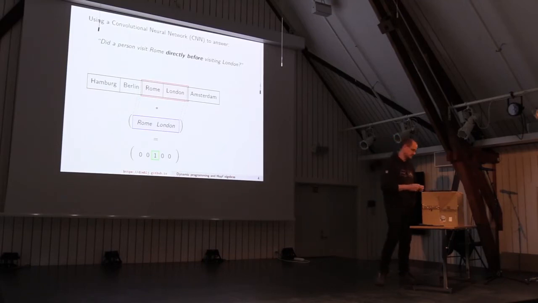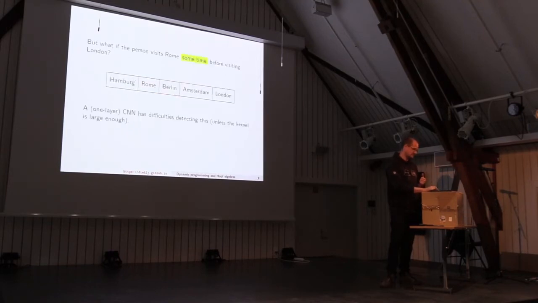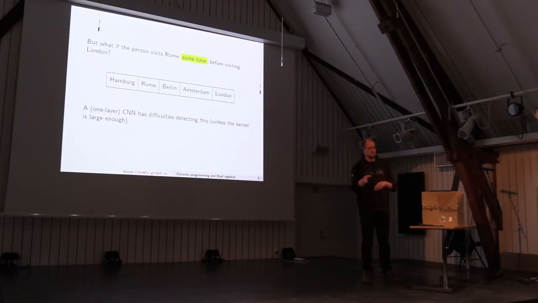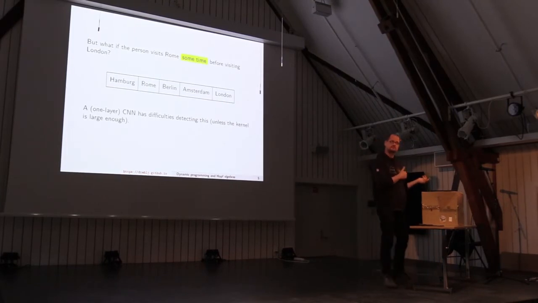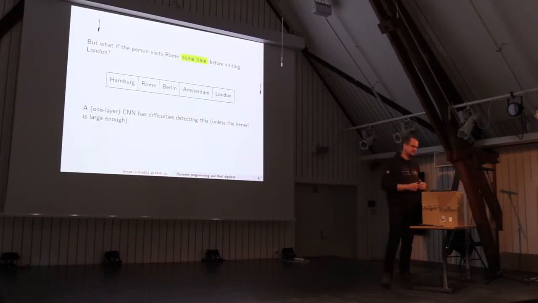So now let's modify this. How would you deal with the chronological question that I ask? I want to, for example, get a positive here: this person was in Rome, but then Berlin, Amsterdam, and then in London. This I cannot detect with the procedure I just told you. Well, I could detect it if I make the kernel very large, but it has to be as large as the distance between these two cities. So one-layer CNNs have difficulties detecting this.